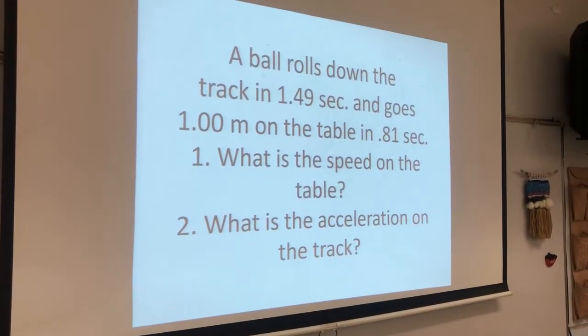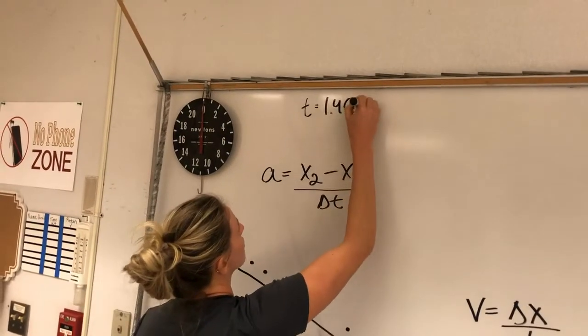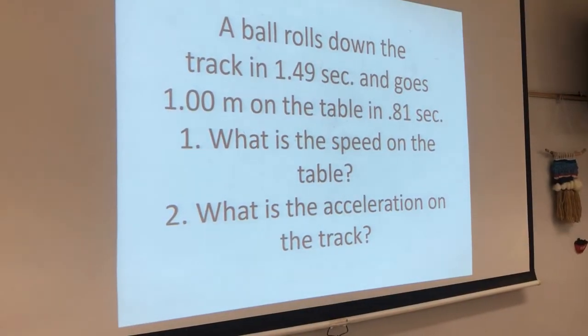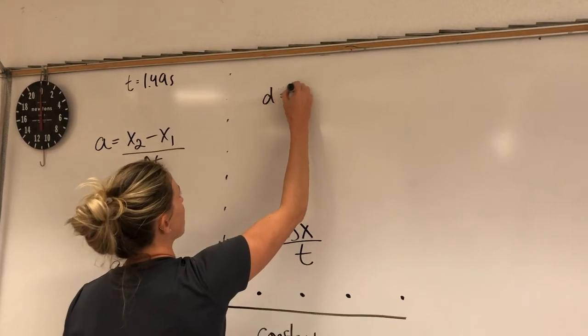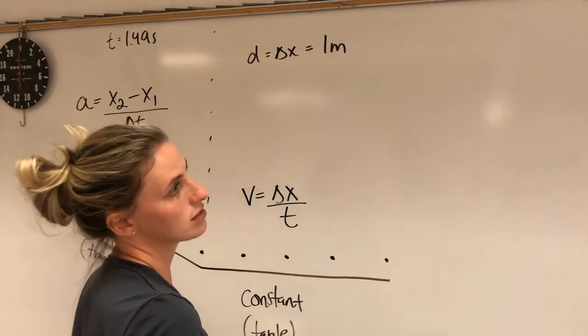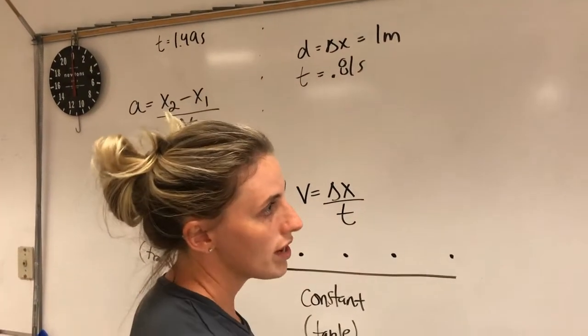Back over here now. A ball rolls down the track in 1.49 seconds. I'm going to write that over here. Time equals 1.49 seconds. That's for the track. And goes 1 meter on the table, so my distance, or my delta x, equals 1 meter. It's the same thing as this, distance delta x, in 0.81 seconds. So my time is 0.81 seconds. What is the speed on the table?